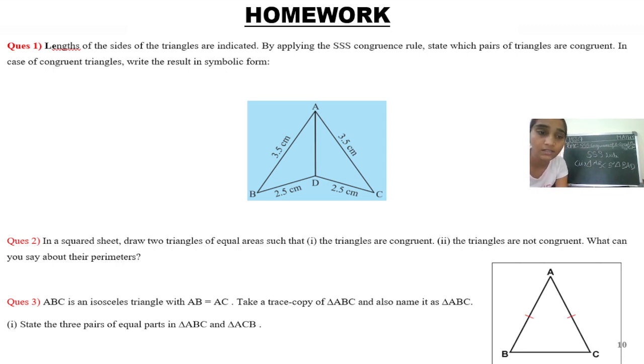Question 3, students: ABC is an isosceles triangle in which AB is equal to AC. You have to trace a copy of this triangle and name it ACB. Now what will you do? You have to state the three pairs of equal parts in the triangles ABC and ACB. Okay, good.